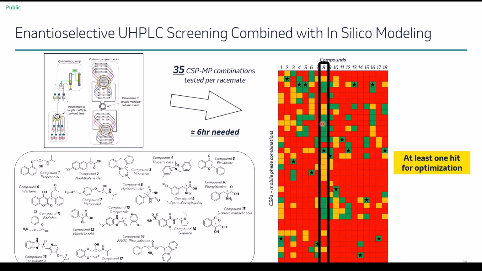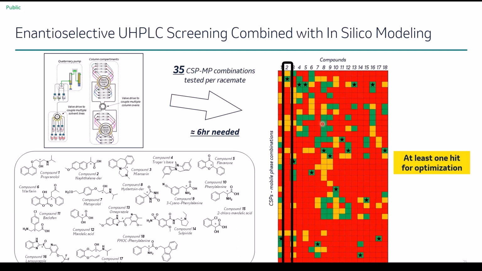But in other examples, for example for compound number 2, we were able to find only one condition among the overall 35 that gave us the actual separation of the two enantiomers. This greatly exemplifies how we need powerful and reliable screenings, especially for chiral separation, and how we need to look for automation in this case, as we need to screen a high number of experimental conditions.